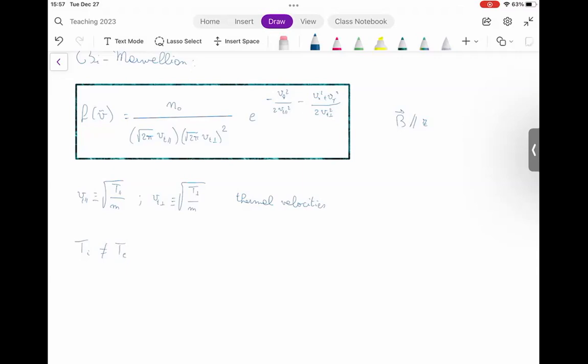Now, one more thing. These thermal velocities are defined as shown, as the square root of temperature over mass. You may wonder if those are the average velocities of your particles in the system. And that is, in fact, a good question, which I'm going to leave as an exercise or homework problem.